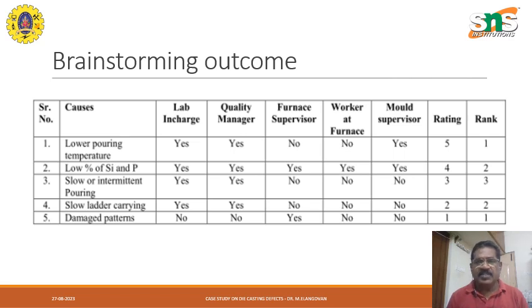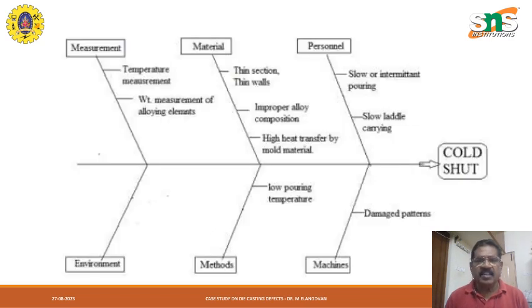Okay, so first, brainstorming has been done with the concerned people. There will be the lab in charge, the quality manager, the furnace supervisor, the worker at the furnace, and the mold supervisor. All these people sit together and brainstorm, and they find that there is a lower pouring temperature, low silicon and phosphorus, slow or intermittent pouring, slow ladle carrying, and damage patterns. Now all these put together, if you put them into the hows and whys of why the cold shut happens, we have a fishbone diagram or the Ishikawa diagram.